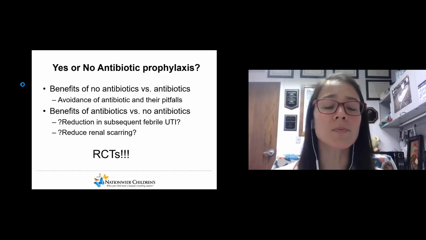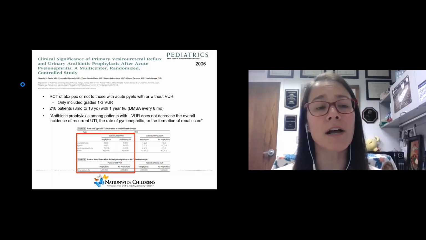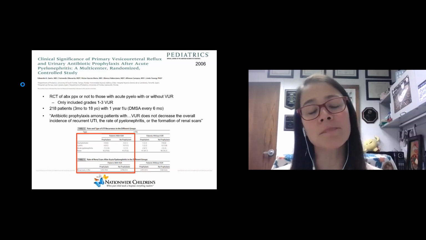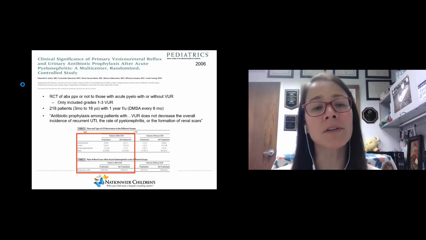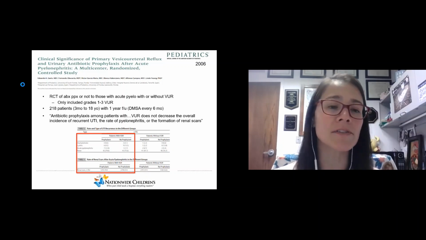And to answer some of this, we do have randomized controlled trials, which I'd like to go over now. So this is the first randomized controlled trial of antibiotic prophylaxis or not in those with acute pyelonephritis with or without reflux. It was a multi-institutional study out of Florida, Chile, and Spain. For this study, they only included children with lower grades 1 through 3 reflux, and they followed the patients for a year with a DMSA every 6 months.